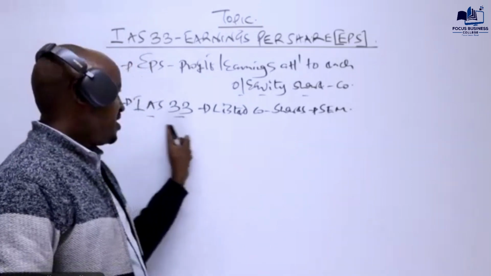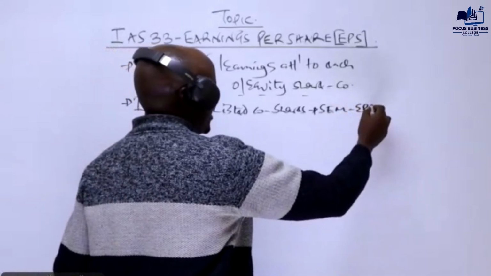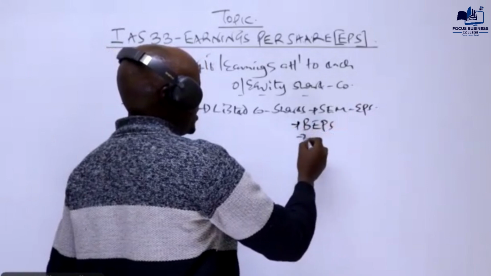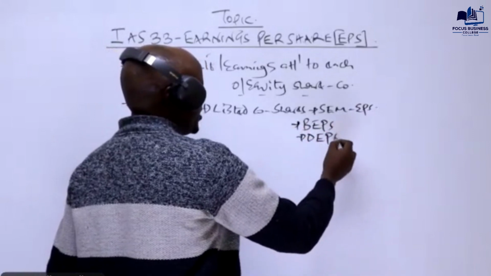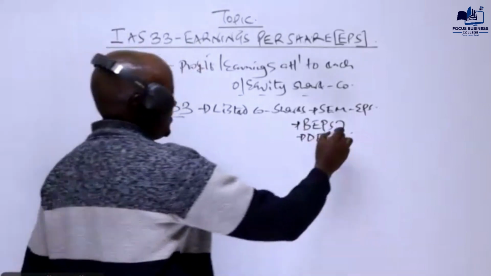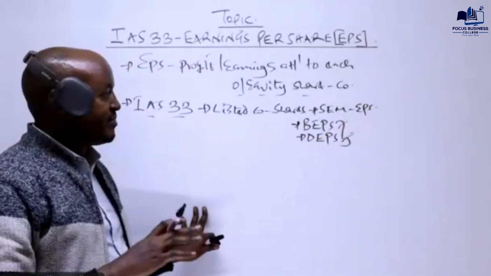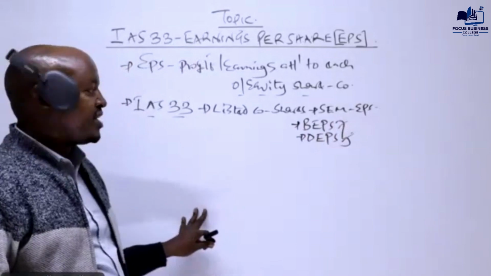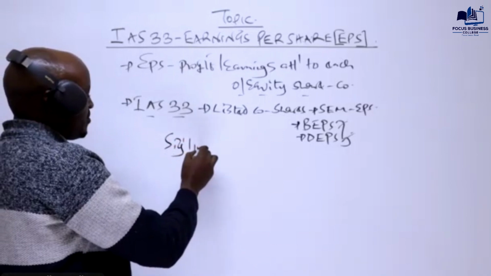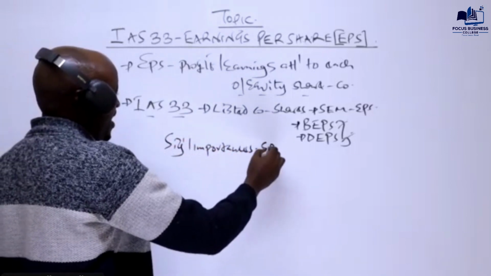These companies are required to compute two types of earnings per share: the basic earnings per share and also the diluted earnings per share. At a later stage, we are going to look at what we mean by each type, and how we compute the basic and the diluted earnings per share. But even before we do that, we can look at the significance, or some of the importance, of these earnings per share.